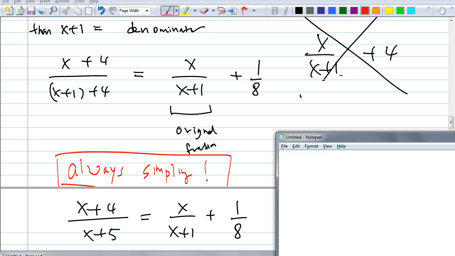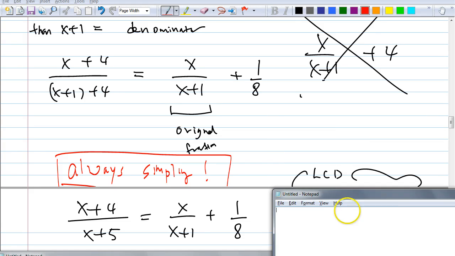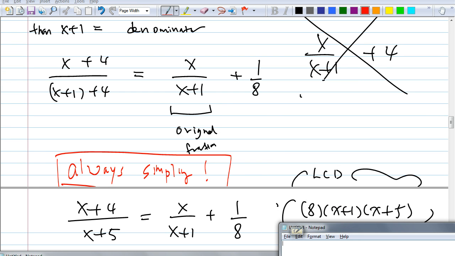Now, Elisa, over here, what do you think? What is going to be our LCD in this? Exactly. This time, none of them have any common factor, so you multiply all the denominators, that's your LCD. So your LCD is 8 times x plus 1 times x plus 5. Isn't that right, guys?